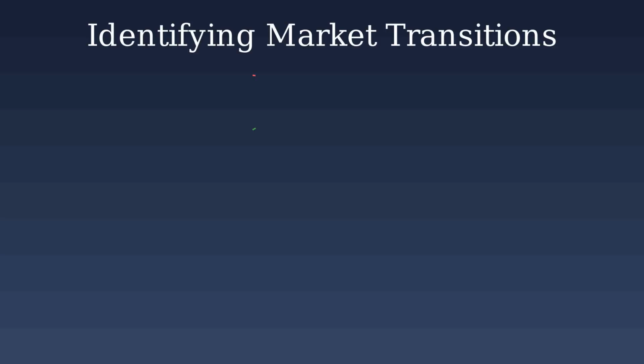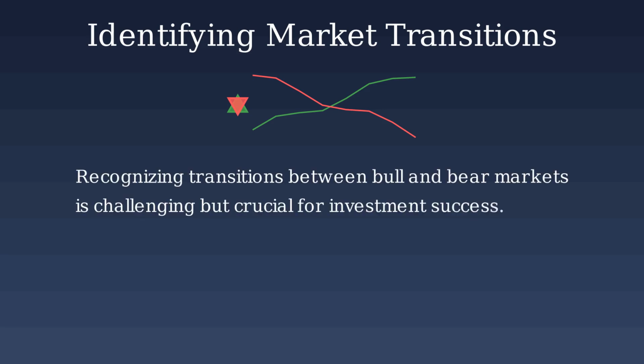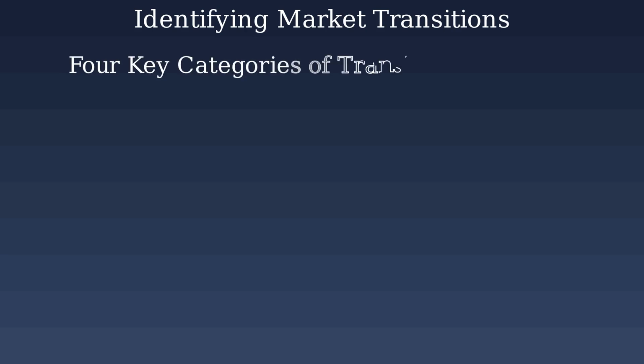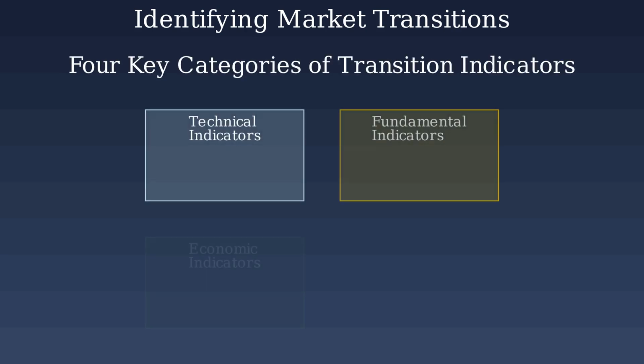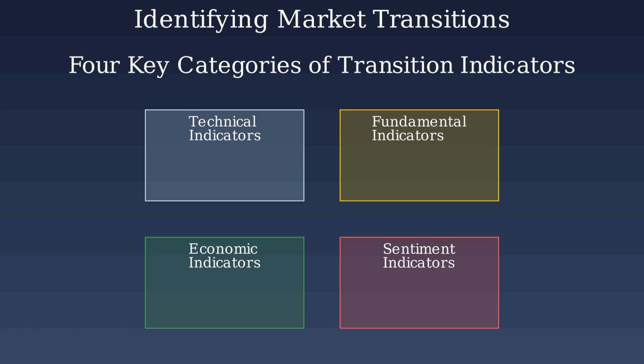Identifying market transitions between bull and bear markets is one of the most challenging but crucial skills for investors. When trying to identify market transitions, investors typically rely on four main categories of indicators: technical, fundamental, economic, and sentiment.